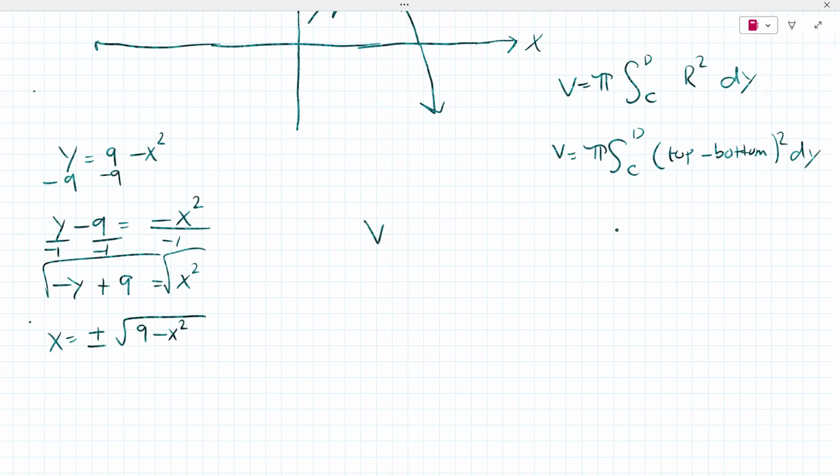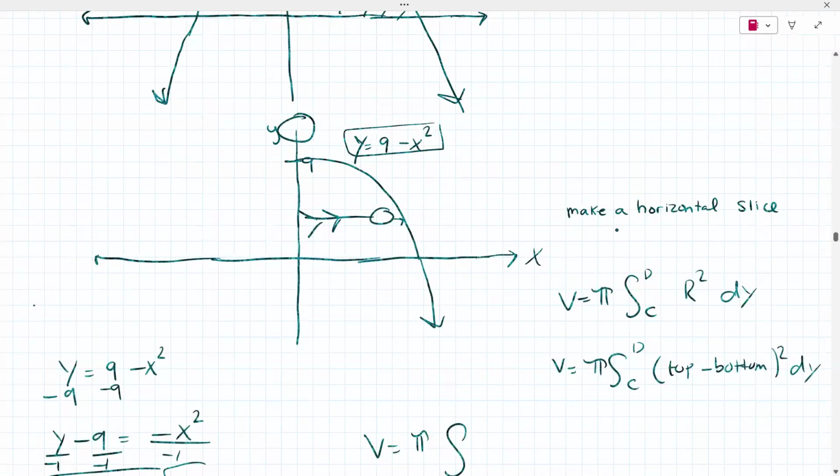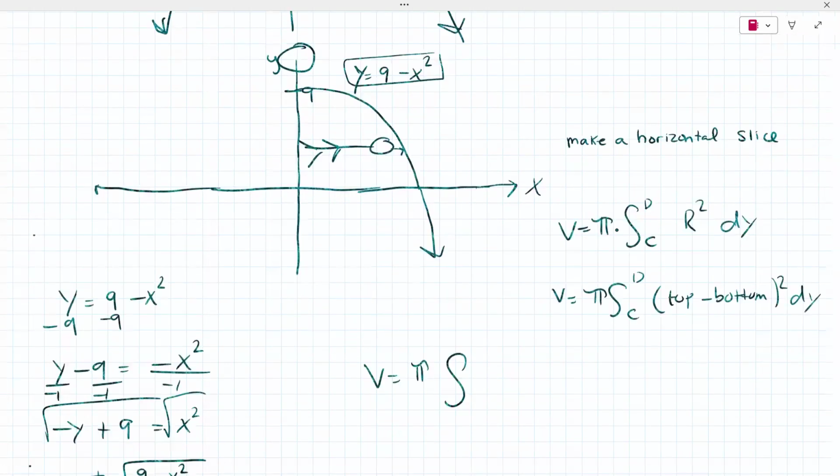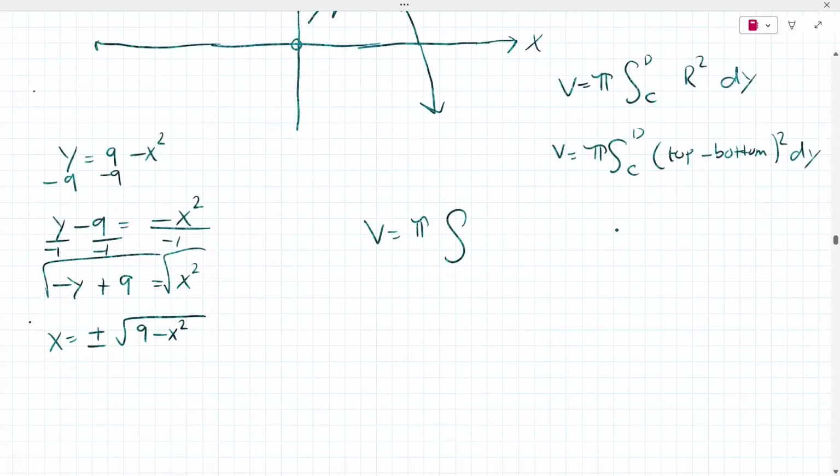Okay, so our volume is going to be from pi. And what do you think our boundary is going to be? This time we're revolving around the y-axis, so that means it has to be in terms of c and d, or from y's. So this would be 0 and this would be 9. So I think our c is 0 and our d is 9.